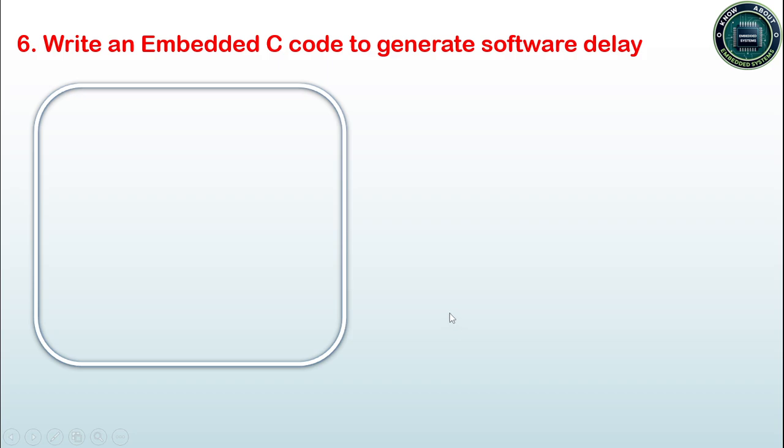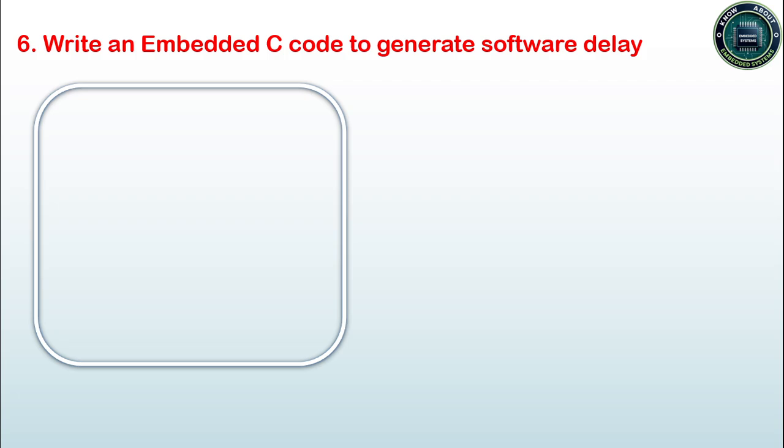The second important question is, actually it's not the second one, it's the sixth important question: write an embedded C code to generate a software delay. Usually in our microcontroller programming, we will use two types of delay. One is hardware delay and one is software delay.